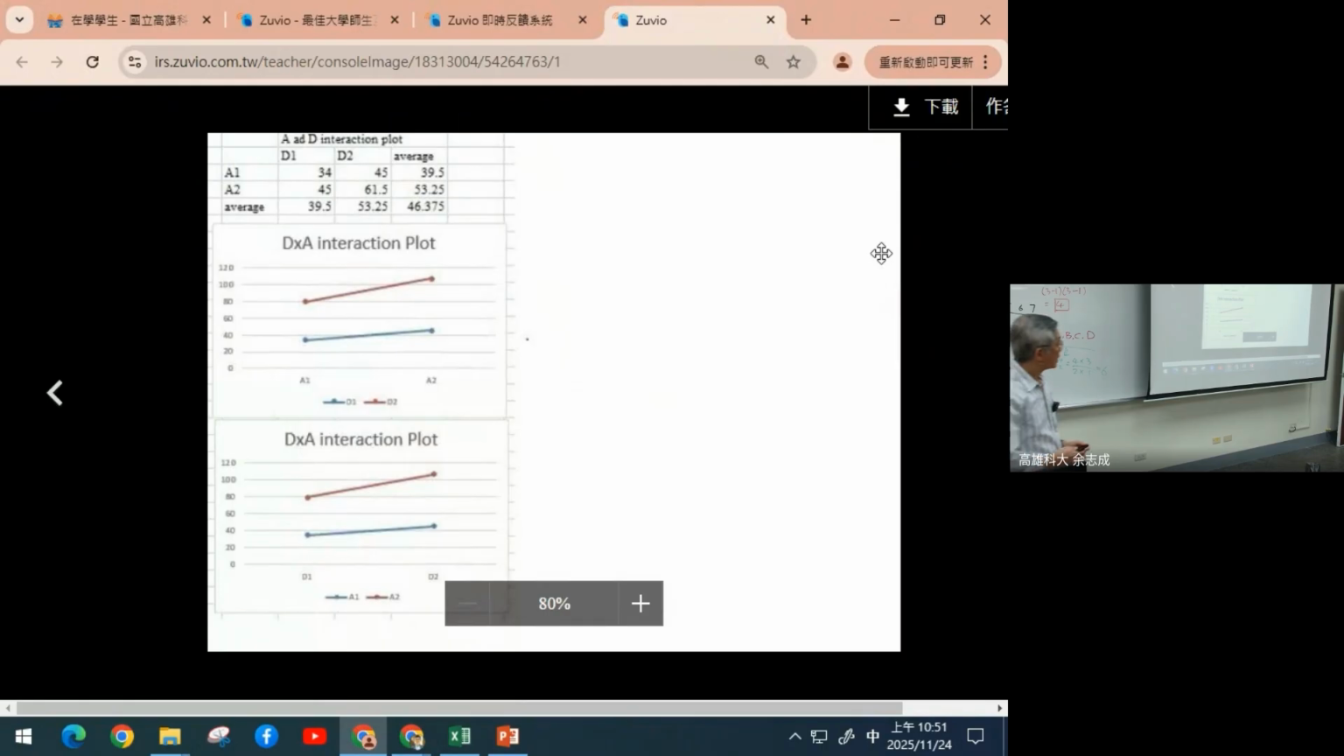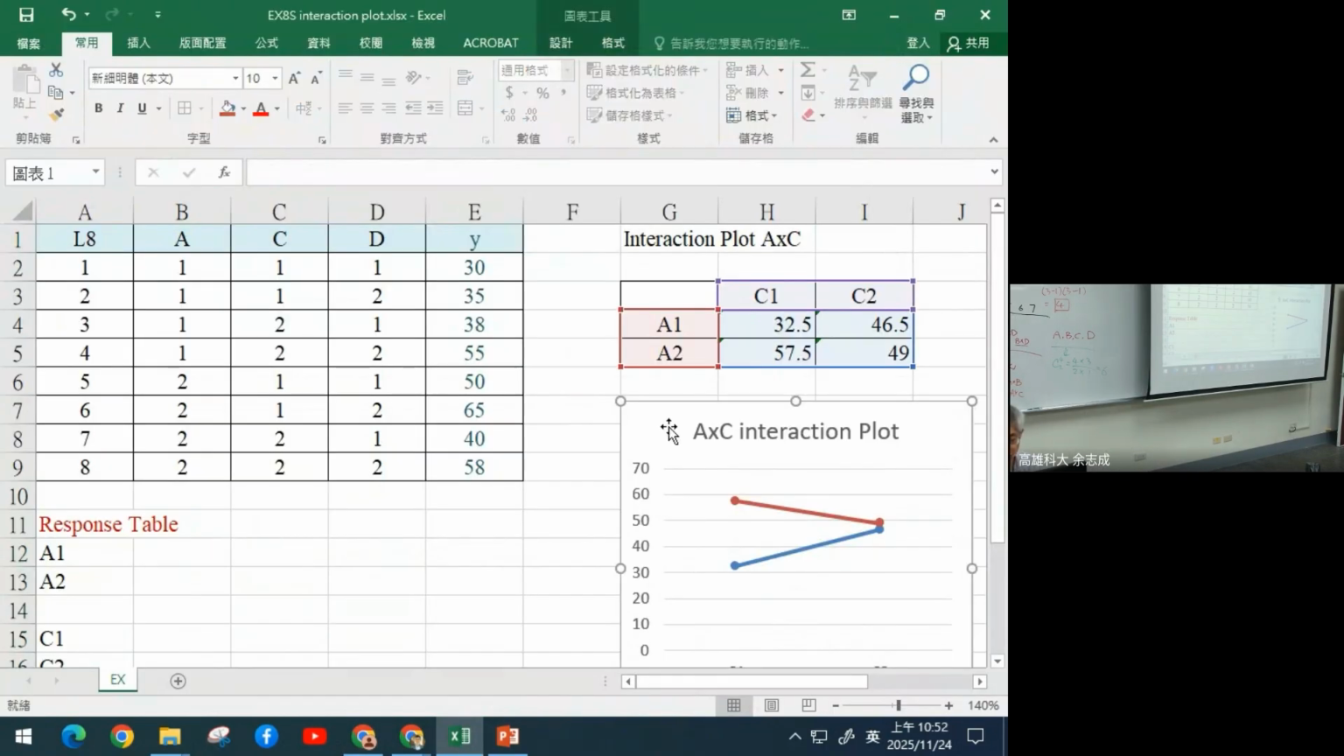Yeah, and this student provided two figures. One is AD, another one is DA. But you will find out that the conclusion should be the same. I will show you the conclusion later. Combination, right? So therefore, there's another way to check whether we did that correctly or not.